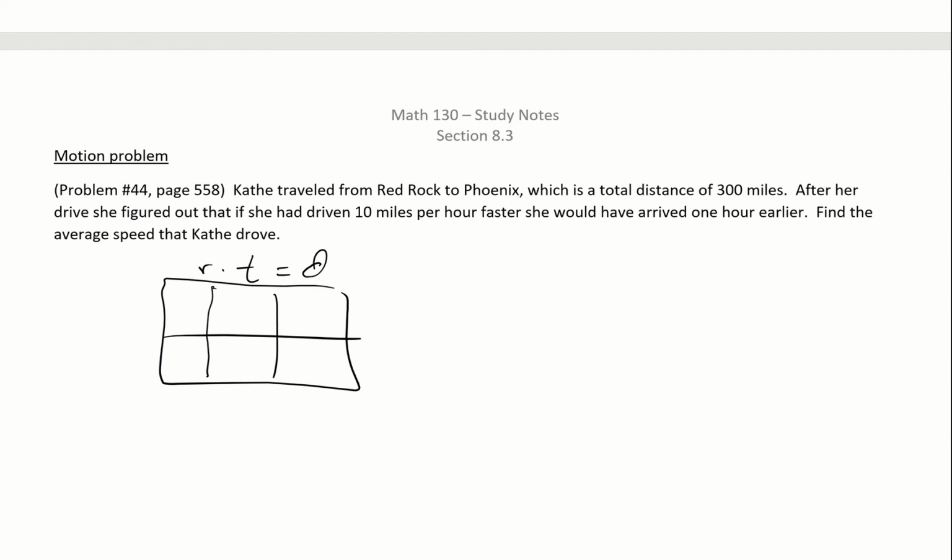Okay, so she's thinking if she drove 10 miles per hour faster, let's say that this is the slower trip and this is the faster. We know the distance either way is 300 miles, right? For the slower, we're going to insert a variable x. I don't know how fast it is. In fact, that's the guy we're looking for. But if she had gone 10 miles per hour faster, that's her speed, x plus 10. She would have been there an hour earlier.